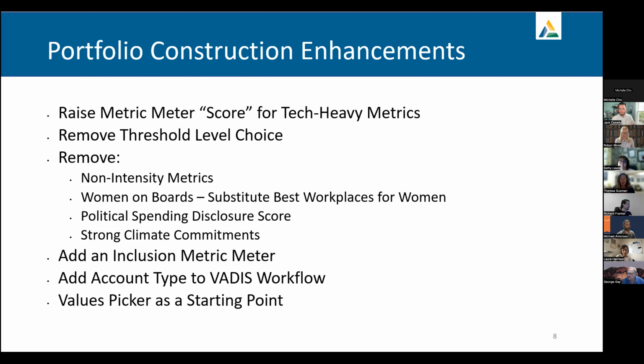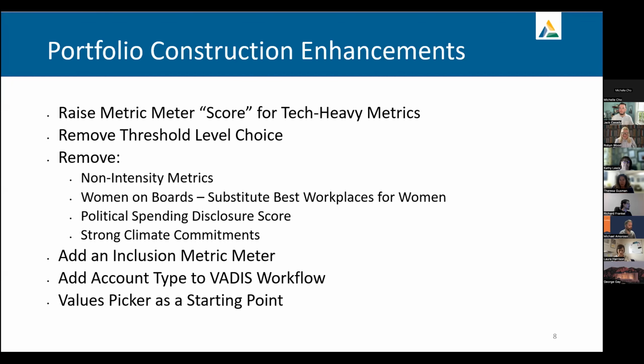So we are raising the score for tech-heavy metrics. These include data privacy violations intensity, digital rights freedom of expression score, digital rights governance score. So anything that has the word digital in it is something that will have a higher metric meter score going forward. The second thing that we're doing is removing the threshold level choice, because that kind of blows up the metric meter. And we can go into more detail on this if you would like.